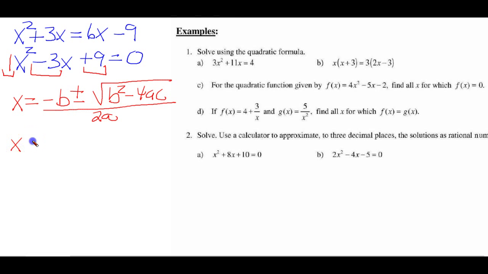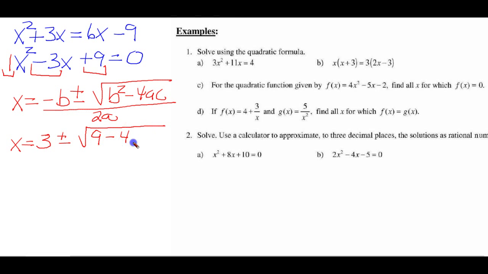So x equals, now notice our b itself is a negative 3. So when we put it in the formula, we have the opposite of a negative 3, which makes this a positive 3. So this is a little tricky part here. The opposite of a negative makes it a positive. Plus or minus. Now b is going to be squared, so that's always going to be positive. That is a positive 9.